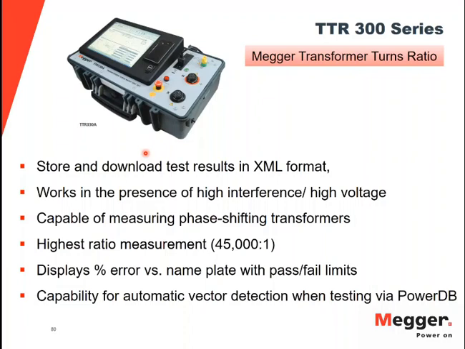In addition to that, you can do a number of different things like automatic vector detection, testing non-NC configurations, testing phase shifting transformers. So the unit is capable of doing a lot of different tests. You can also perform the magnetic balance test. The other advantage is that the same lead set can be used with the winding resistance test set.